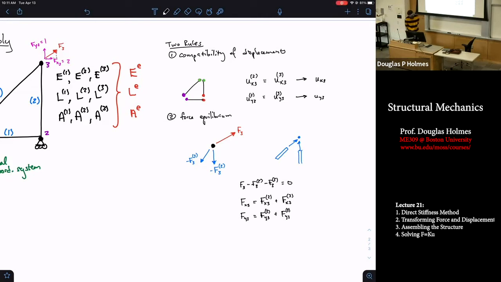But it's actually going to be really beneficial for us. So before I move on, these are the two things that we have to enforce. We have to enforce the compatibility of displacements. We have to enforce a force balance, an equilibrium of the forces at each joint.